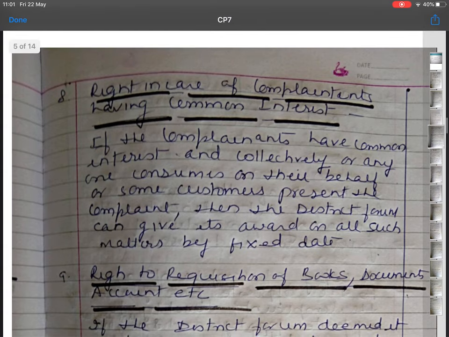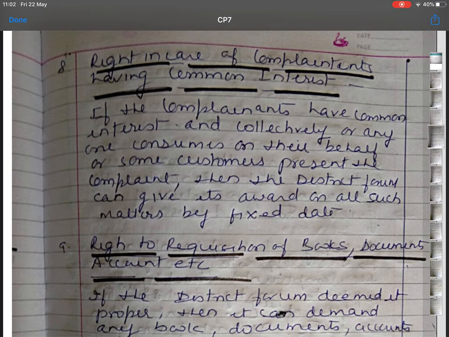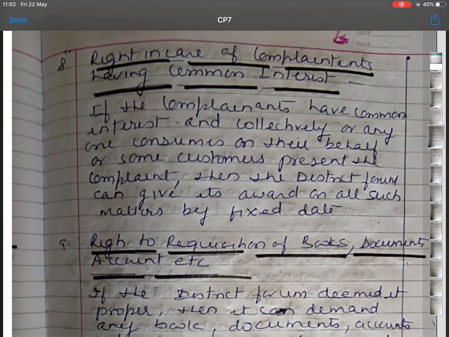Now the right in case of complainants having common interest. If the complainants have a common interest and collectively, or any consumer on their behalf, or some of the consumers present the complaint, then the district forum can give its award on all such matters by a fixed date. So it is very clear that if the complainants are very large but have a common interest, then one complainant or a few complainants can make the complaint or file the case for all the complainants. And the district forum can give its award on all such matters by the fixed date.